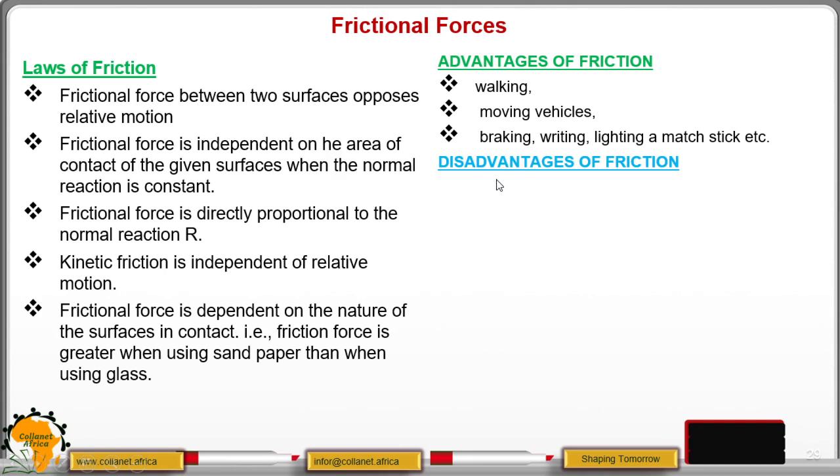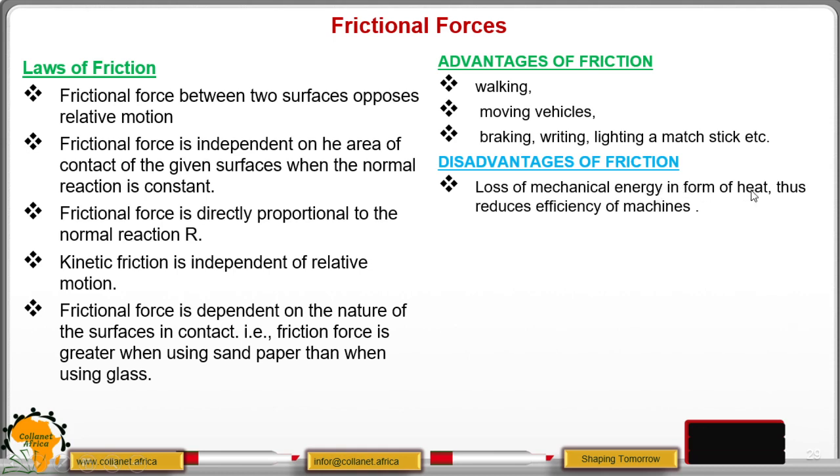Then we looked at the disadvantages of friction. We have a lot of loss of mechanical energy in form of heat, and this reduces the efficiency of the machine. Remember, whenever we have friction, heat is produced. In other words, the energy that could have been used to do some work is being converted to heat energy. That way, the efficiency of the machine is reduced.